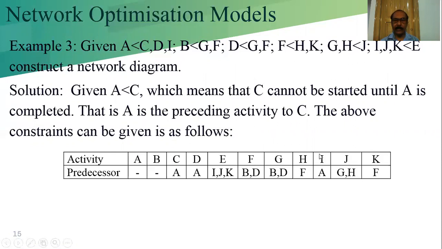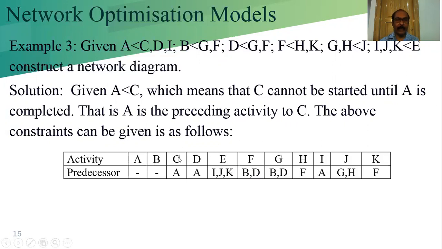I also has the predecessor A. From this, G and F have the predecessor B, G and F. At the same time, G and F have another predecessor D, BD, BD, G and F.